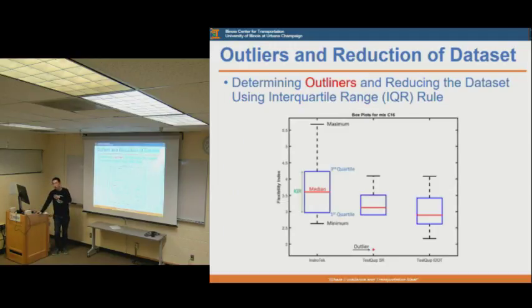Before we conduct the statistical test, we want to do some data cleaning. The first step is to determine the outliers and reduce the data set. The rule we use here is the interquartile range rule. For instance, this is a box plot for mix 16, and as you can see, here is the outlier from the Instrotech spring rotor testing results, and we will clean this outlier first before conducting the statistical analysis.